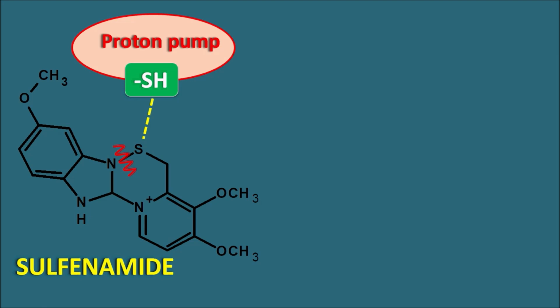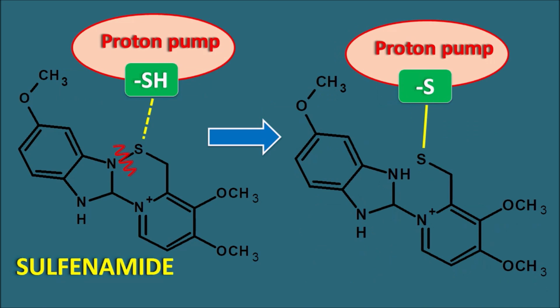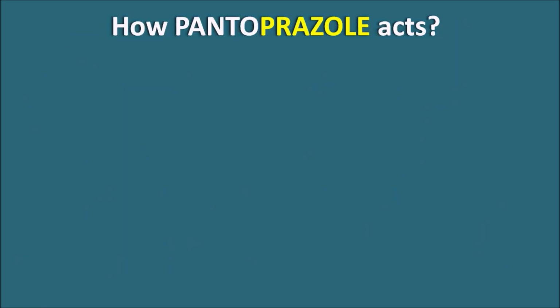In this way, the active metabolite of the pantoprazole can interact with the proton pump and it can form a linkage with the proton pump. Thereby, it can inhibit the activity of the proton pump. Now, let us see in detail how pantoprazole acts.